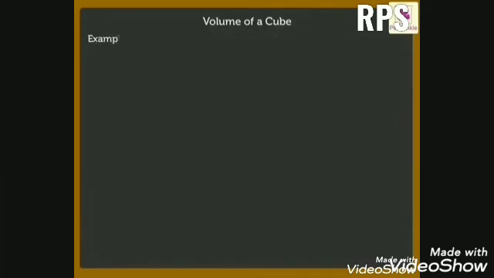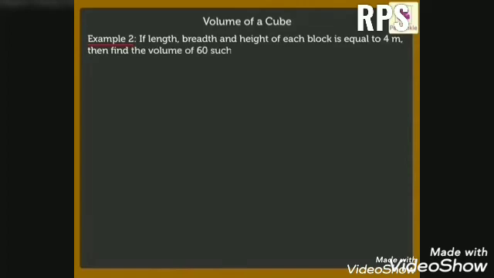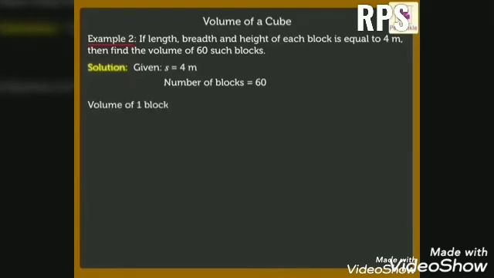Now, let us solve a story problem. If the length, breadth and height of each block is equal to 4 meters, then find the volume of 60 such blocks. It is given that side is equal to 4 meters. Number of blocks is equal to 60. Firstly, let us find the volume of one block, which is equal to side cubed, which is equal to 4 into 4 into 4, which is equal to 64 cubic meters.